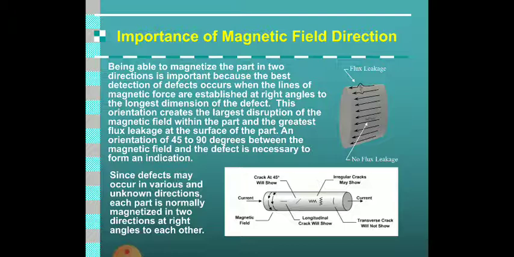So an orientation of 45 to 90 degrees between the magnetic field and the defect is necessary to form an indication. Since defects may occur in various and unknown directions, each part is normally magnetized in two directions at right angle to each other. As you can see, this is the flux leakage identifying these particular cracks, and no flux leakage is also showing here, and the longitudinal crack can also be identified with the circular, and the current flow is showing over here.